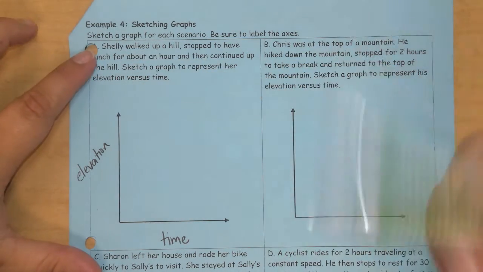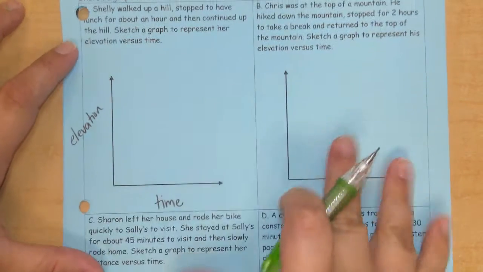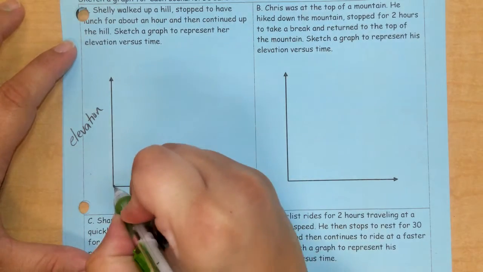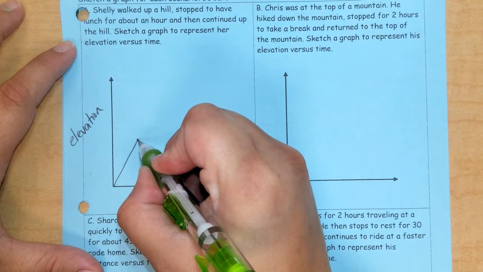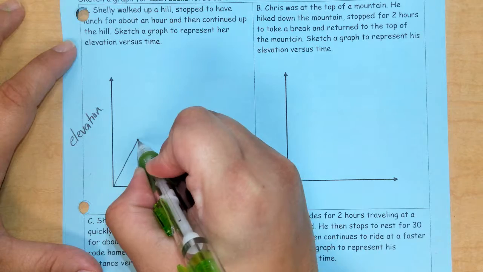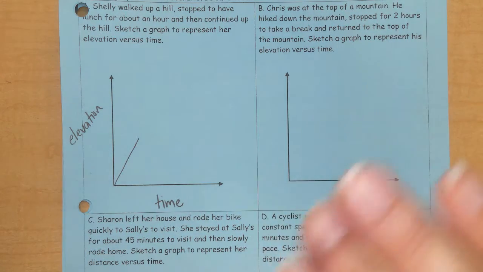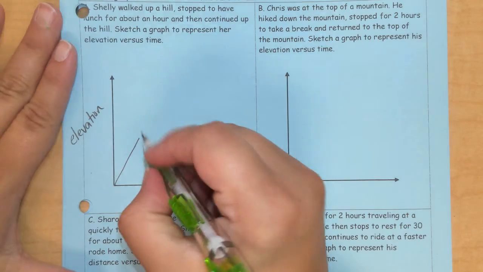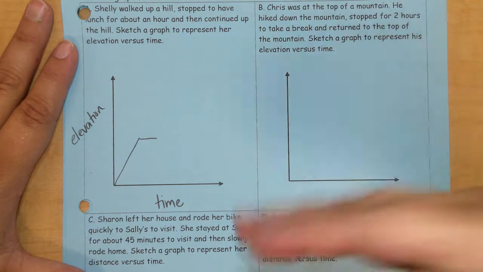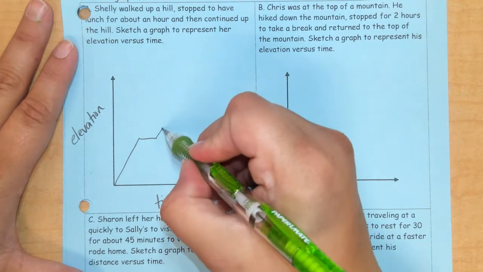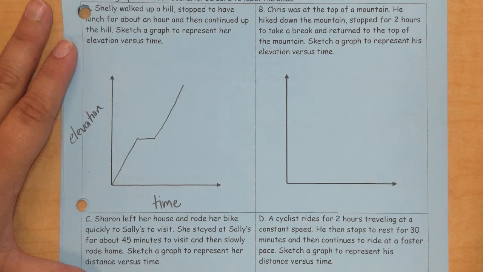So if Shelley is walking up a hill, we start down here at the origin, and we just graph up the hill. She stops to have lunch for about a half an hour. So when you're showing something where you're just stopping or being still, or you're taking a break from moving around, then it's just a flat line. Then she continues up the hill. So that's her continuing up the hill.